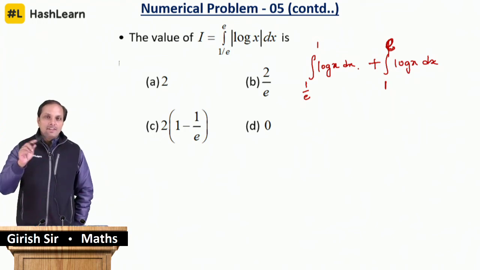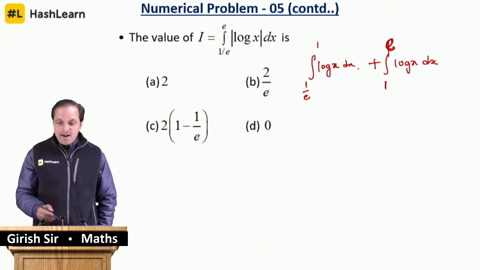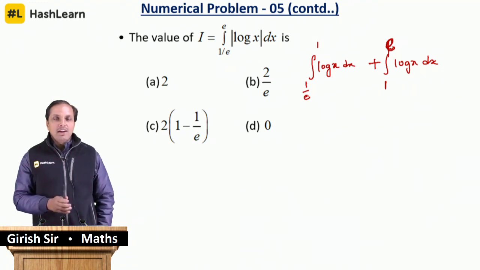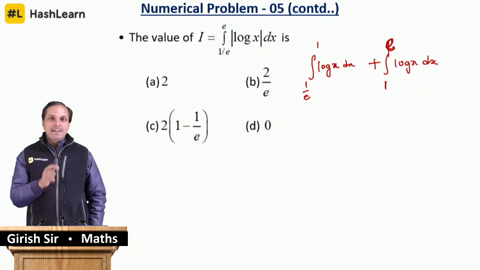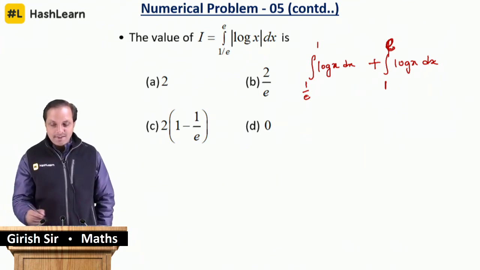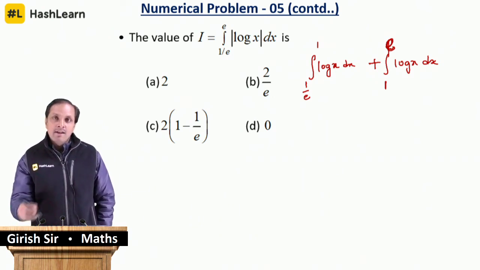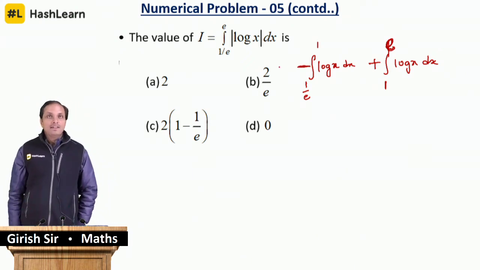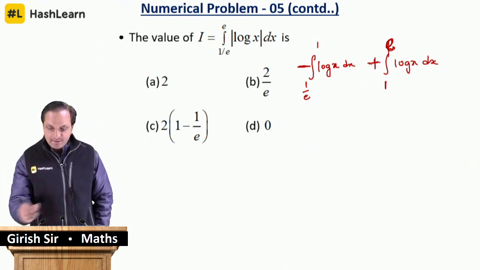Mod means it will behave negative also and positive also. In 1 to e it is behaving positive, and whatever interval is left will automatically be negative, because mod will behave positive on one side and negative on the other side. We can also verify it. 1 divided by e means log of 1 by e is log 1 minus log e. Log 1 is 0, log e is 1 with the negative sign, so this will be a negative sign. So we write a negative sign for this one and a positive sign for this one.